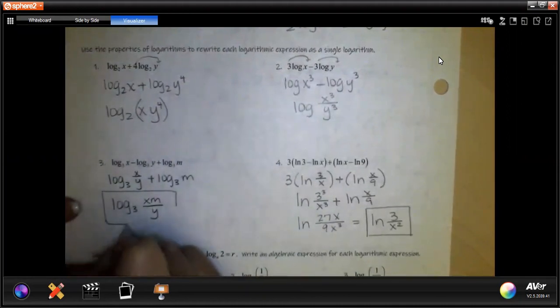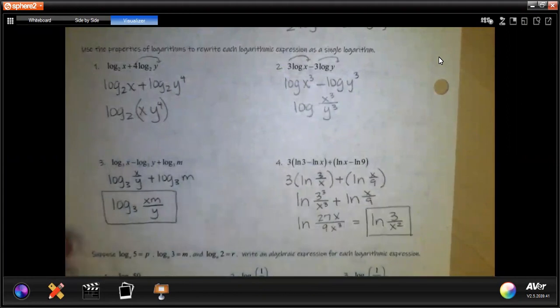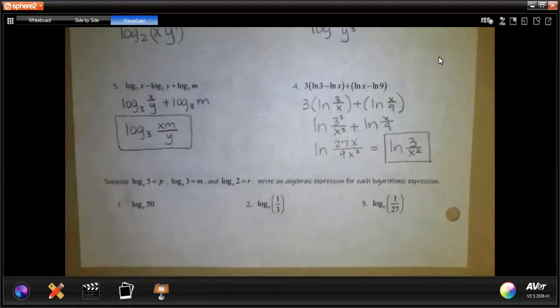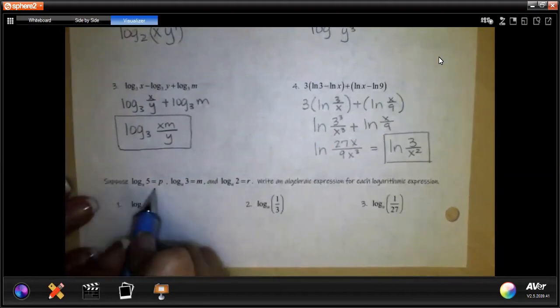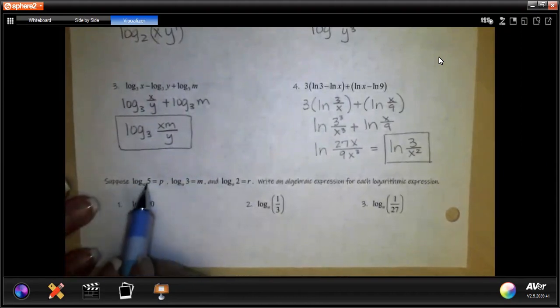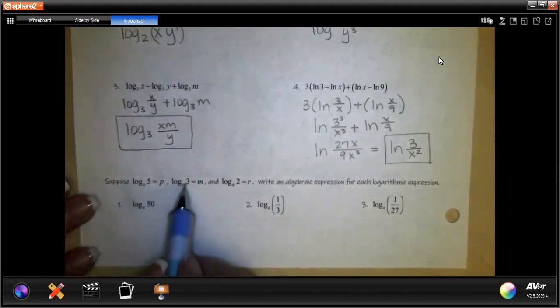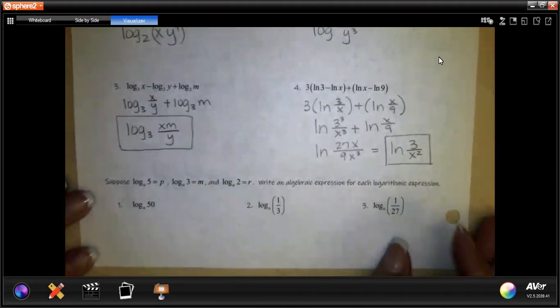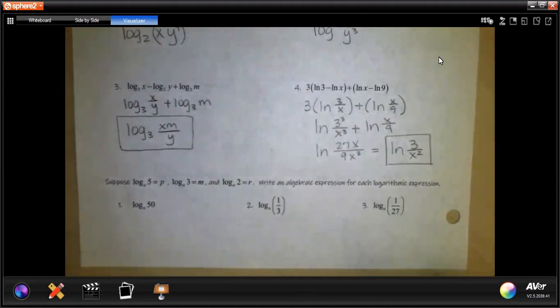One of the things that we see often on the SATs and some testing is this bottom part here, where we're using these log properties in order to test the log property so that you're not putting it into the calculator. They apply values to it. So log base A of 5 would be P, log base A of 3 would be M, and log base A of 2 is equal to R. So we're going to use that information and what we know about log properties to be able to separate that into something that works.